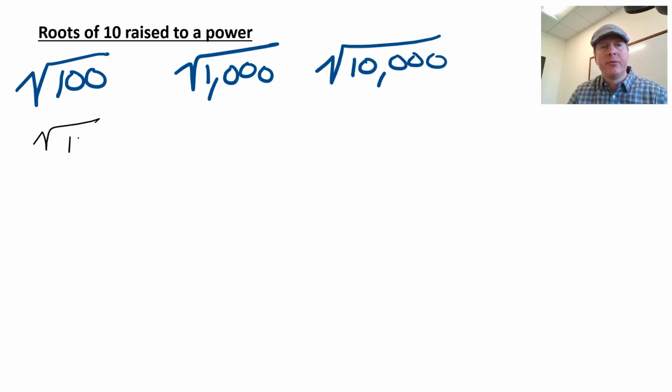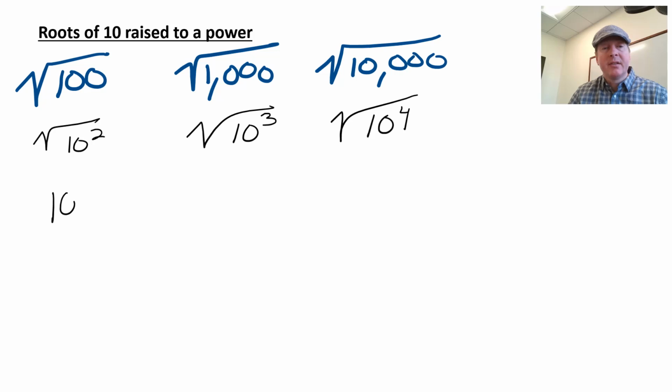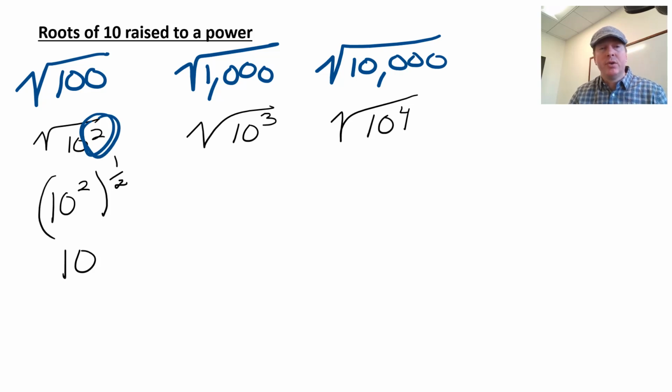Let's talk about the number 10 raised to an exponent and the roots of 10 when it's raised to an exponent. Square root of 100, same thing as the square root of 10 squared. Square root of 1,000 is the same thing as the square root of 10 cubed, and then 10,000 is 10 to the 4th. Well, square root of 10 squared, that is the same thing as 10 squared to the power of 1/2, which is 10 to the 1. It's simply 10. So the moral of the story, if the exponent is 2, you divide by 2. You take 1/2 of that, it's 10 to the 1.